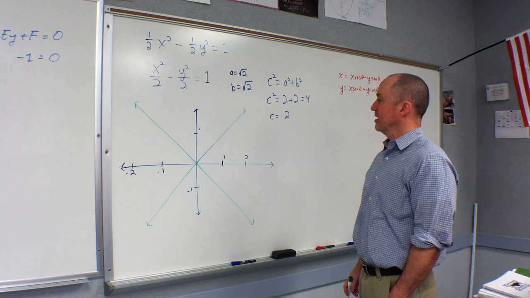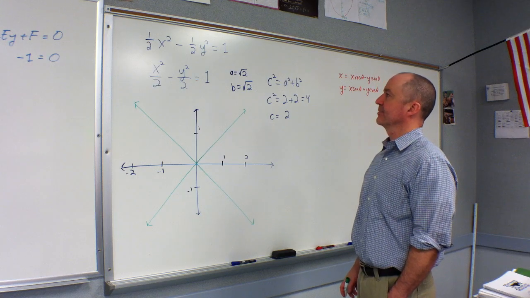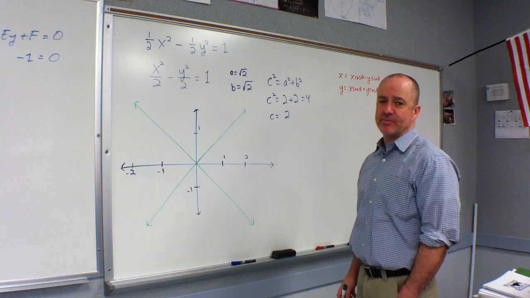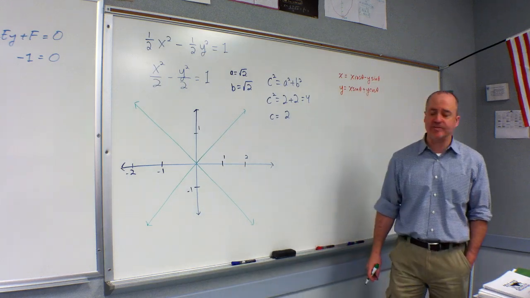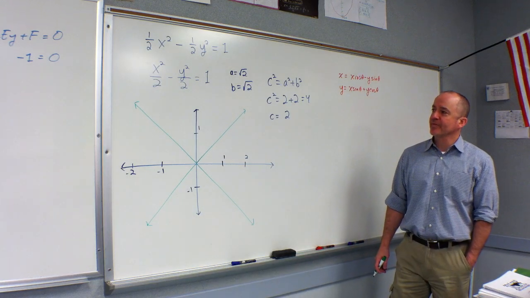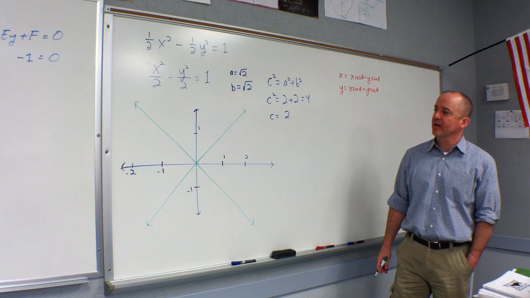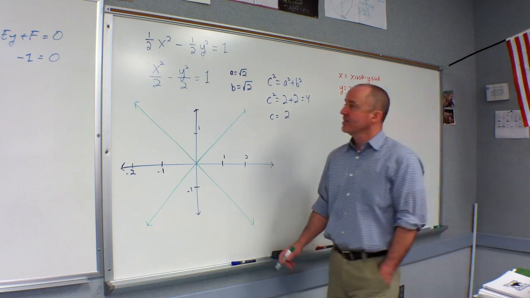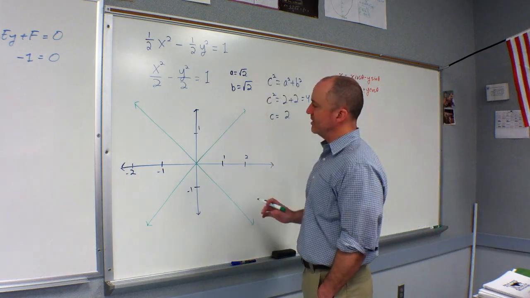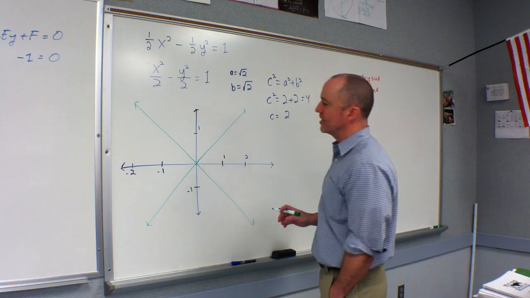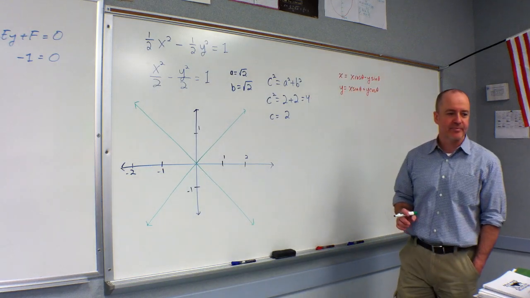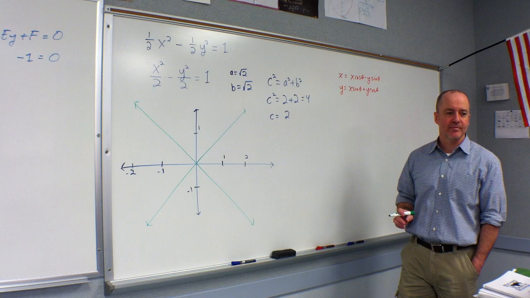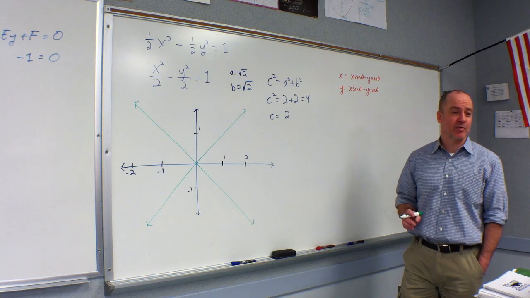Okay, so now I need to make my box. Remember, for a hyperbola, we draw the box and we draw the asymptotes. The box is root 2 up and root 2 down and root 2 right and root 2 left. So how can I find the square root of 2 quickly on my green axes? It's between 1 and 2, about 1.4.